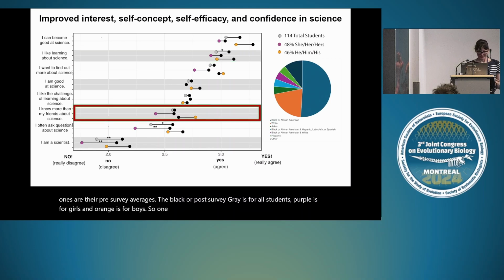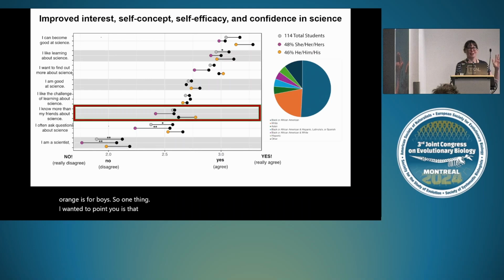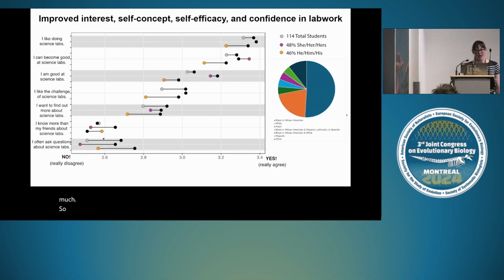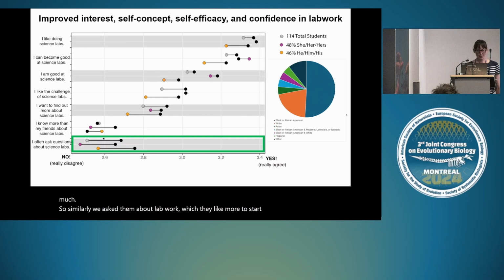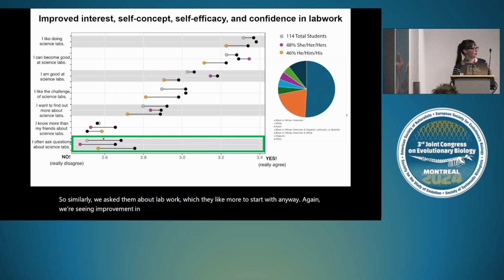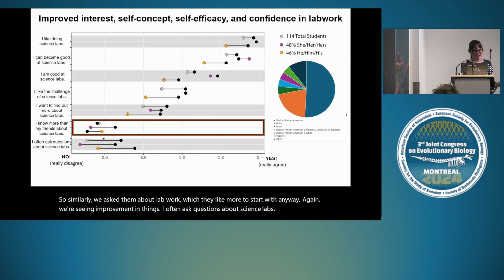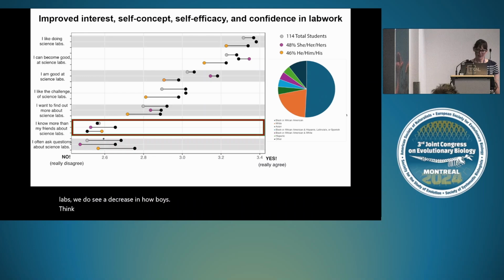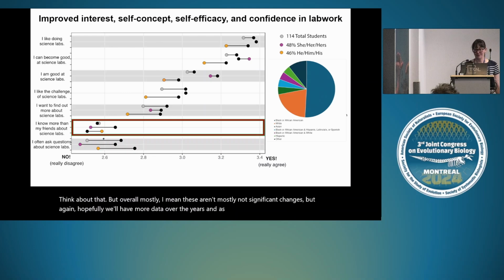One thing I wanted to point to is that there are some questions where we saw boys' scores actually go down after doing this experiment. They thought they knew more than their friends about science beforehand, but afterwards, not so much. Similarly, we asked them about lab work, which they like more to start with anyway. Again, we're seeing improvement in I often ask questions about science labs. And in a similar question, I know more than my friends about science labs, we do see a decrease in how boys think about that. But overall, these are mostly not significant changes. Hopefully we'll have more data over the years, and as we have data from more students, maybe some of these will be significant.